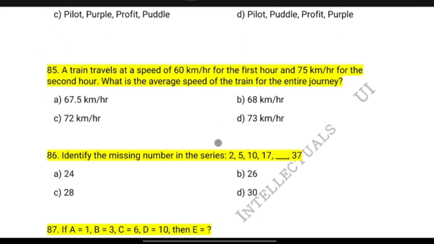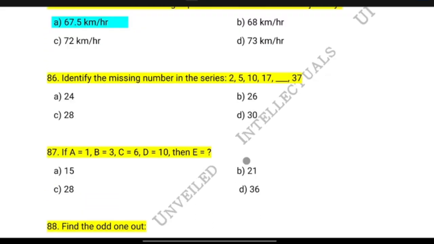85. A train travels at a speed of 60 km per hour for the first hour and 75 km per hour for the second hour. What is the average speed of the train for the entire journey? The answer is A. 67.5 km per hour. 86. Identify the missing number in the series. 25, 10, 17, blank, blank, blank, 37. The answer is B.